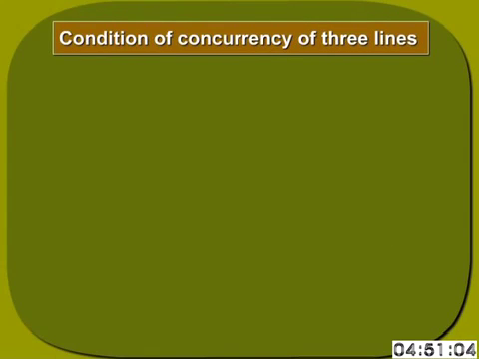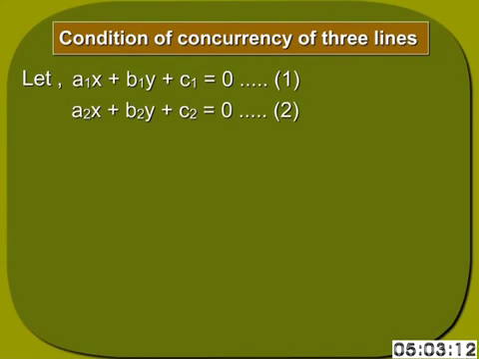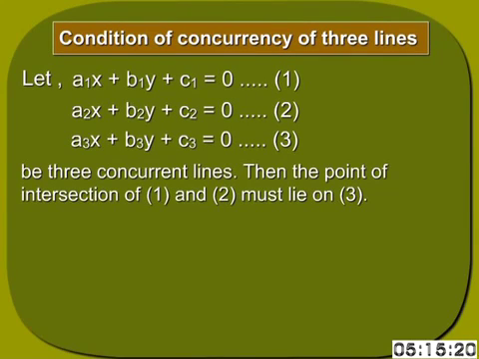Next, let us discuss the condition of concurrency of three lines. Let a1x plus b1y plus c1 equal to 0 be equation number 1, a2x plus b2y plus c2 equal to 0 be equation number 2, and a3x plus b3y plus c3 equal to 0 be equation number 3, three concurrent lines. Then the point of intersection of first and second equation must lie on equation 3.